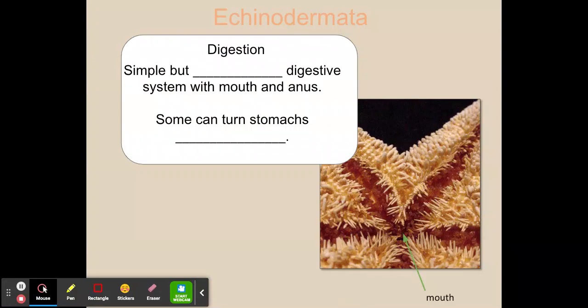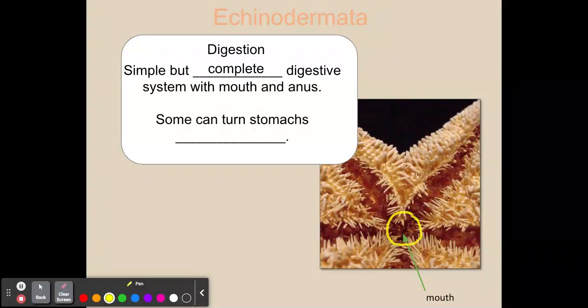So in terms of digestion, they have a very simple digestive system, but it's a complete digestive system. There is a mouth and an anus. So you'll see right here, this is the mouth, and we call this the oral side because this is the mouth side. So this is the side where you're going to find the suction tube feet and things like that right there. And what you're going to notice here is that the mouth will be on the underside, so the side that normally is resting on the sea floor, and their anus, which is a completely separate hole, will be on the top.